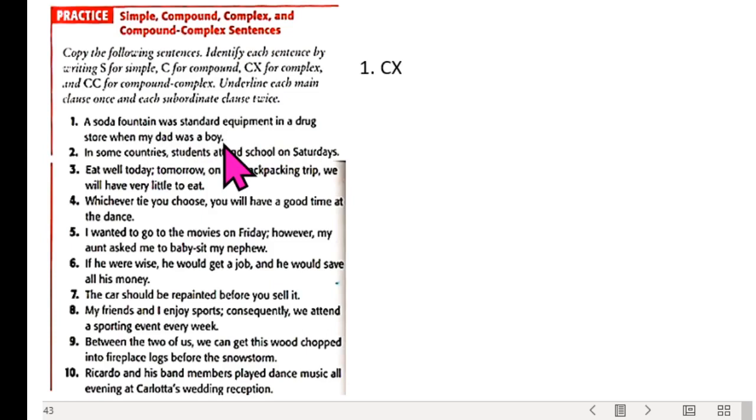This is so easy, right? It is a complex sentence with a subordinate clause, when my dad was a boy, that you can place at the beginning here and separate with a comma. When my dad was a boy, a soda fountain was standard equipment in a drugstore. Okay, the same as the previous exercise, it is a subordinate adverb clause of time. Okay, it is complex because there is subordination.